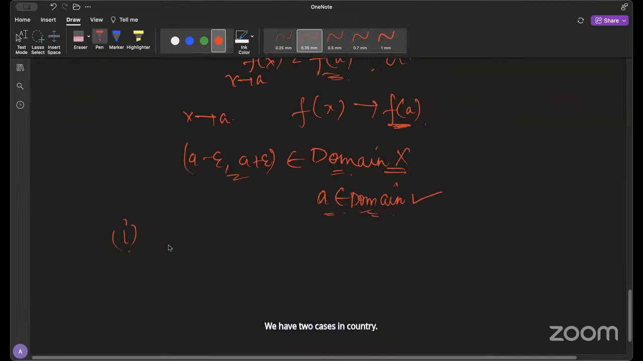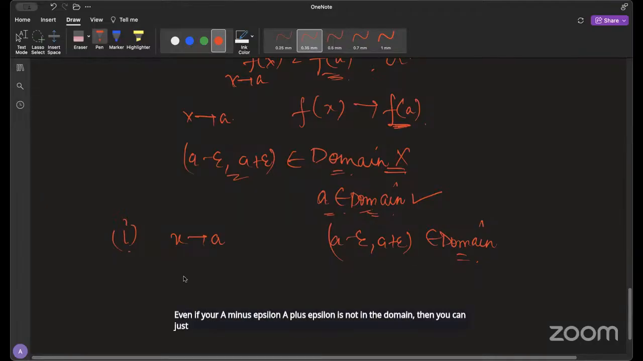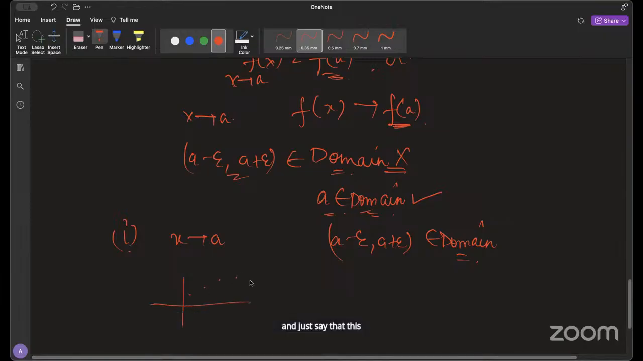First case is when your x can actually approach a. That is when your a minus epsilon and a plus epsilon is in the domain. That's one case when you talk about continuity. And the other one is even if your a minus epsilon, a plus epsilon is not in the domain, then you can just simply say, let's just say that this is a function. Then this function is actually considered continuous because that's how we're defining continuity.